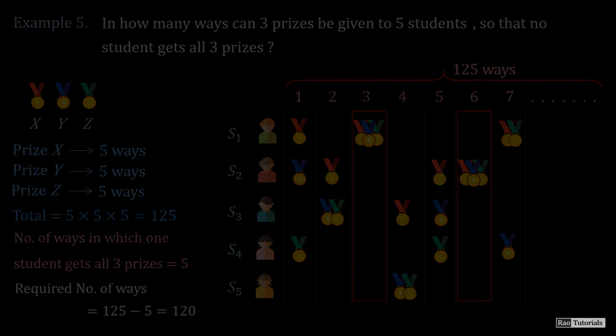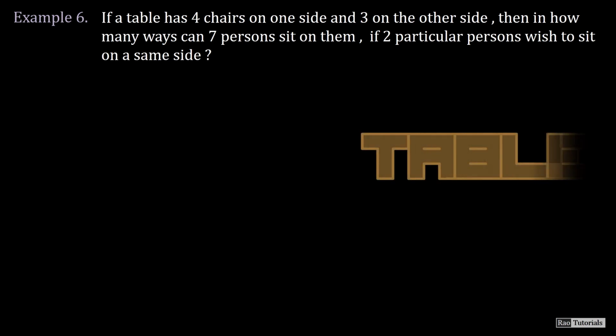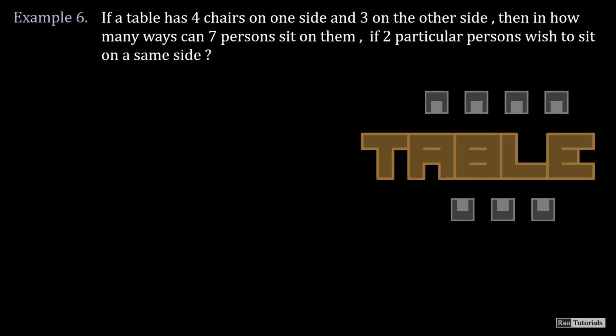The next problem is, if a table has 4 chairs on one side and 3 on the other, then in how many ways can 7 persons sit on them if 2 particular persons wish to sit on a same side? So we have this table with 4 chairs on one side and 3 on the other.